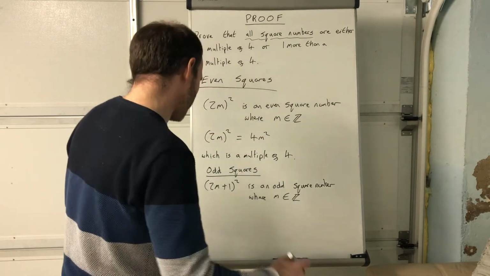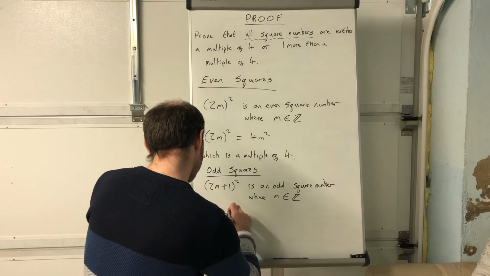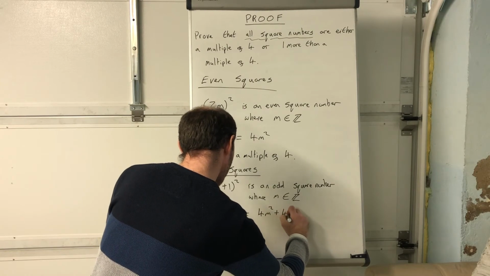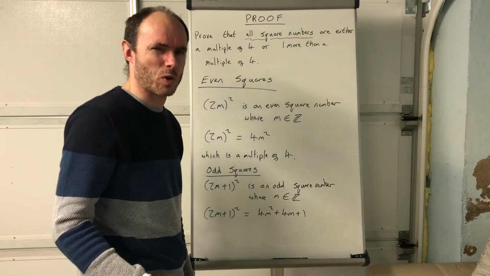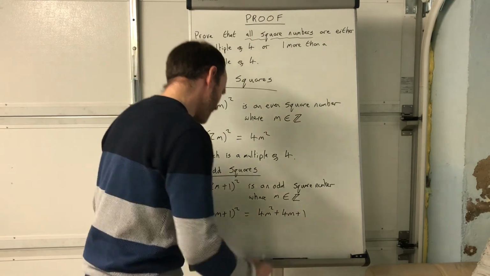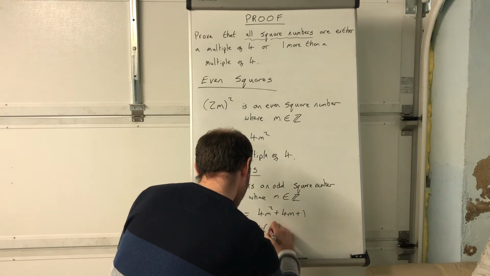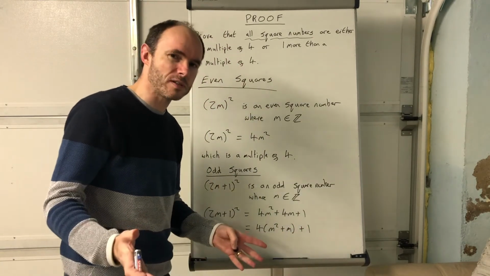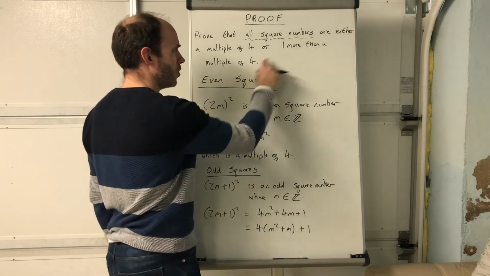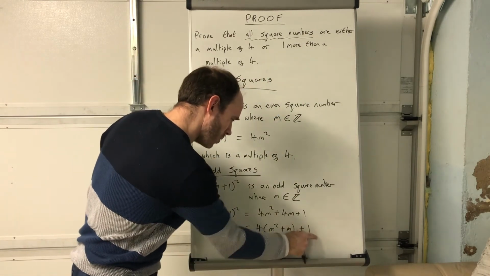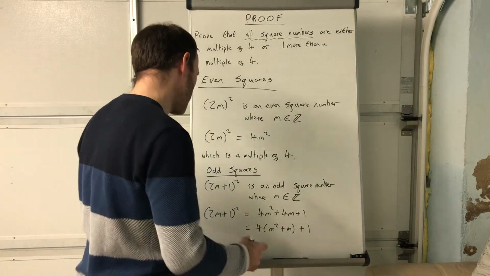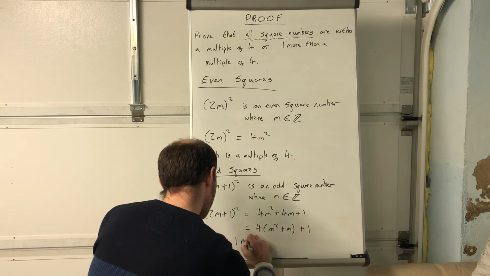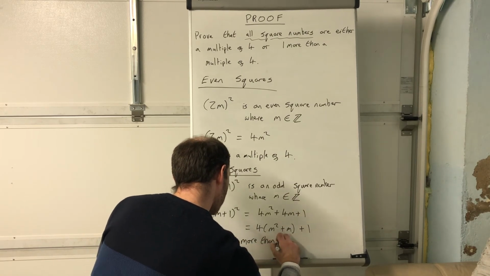Test it out. So 2m plus 1 squared is equal to 4m squared plus 4m plus 1. That's all workings required for the simple expansion of brackets. And then I'm just going to write it as 4 times m squared plus m, plus 1. Can you see what I'm doing there? I'm making it more obvious that it's a multiple of 4 plus 1, so one more than a multiple of 4. And I'm going to write down which is one more than a multiple of 4.